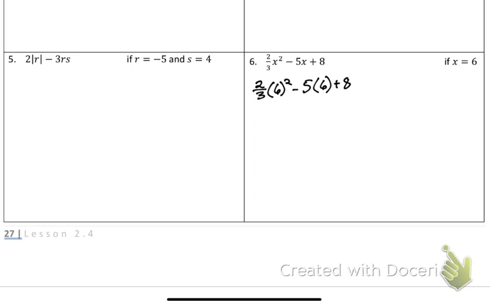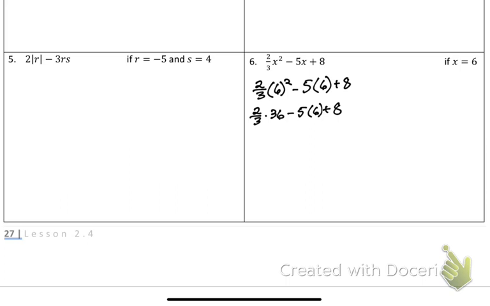Okay. Parentheses first, right? Are there any parentheses I actually have to simplify? No, because it's just a 6 and a 6. They are what they are. All right. Do I have any exponents or square roots? I have a squared, so I have to do that 6 squared first. So we're going to have 2/3 times 36 minus 5 times 6 plus 8. I did my exponents. Now I have to move on to my multiplications.